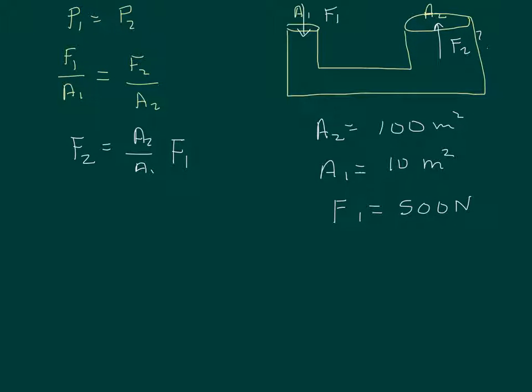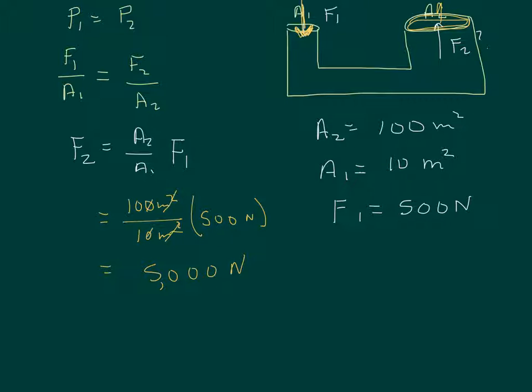So let's suppose that A2 is 100 square meters, A1 is 10 square meters, and F1 is 500 newtons. So we will push down F1 with a force of 500 newtons. And we will put some kind of little block over here on top of the fluid. What force does the fluid push up on that block? Now I have F2 is equal to 100 square meters over 10 square meters times F1, which is 500 newtons. The square meters cancel out, and we are left with 5,000 newtons.